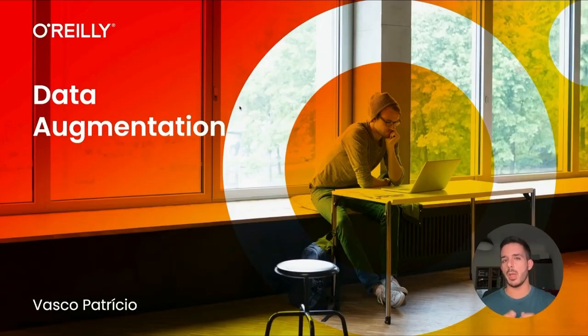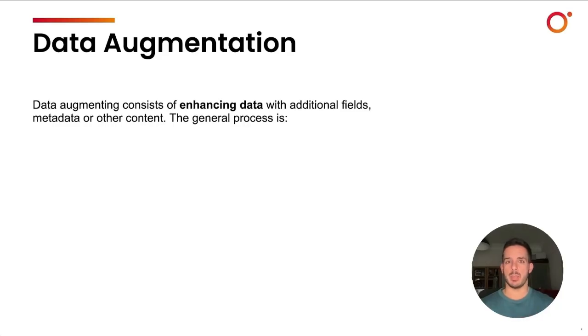Welcome to this lesson on how to use generative AI for data augmentation. What is data augmentation? Data augmentation consists of enhancing data that you may have with additional fields or metadata or other content. The data may not necessarily be of low quality, but they're going to be of even higher quality now because they possess additional information. And this can be metadata, for example, about certain trends or about certain summaries or aggregations, or it can just be additional context that can be used to explain certain fields.